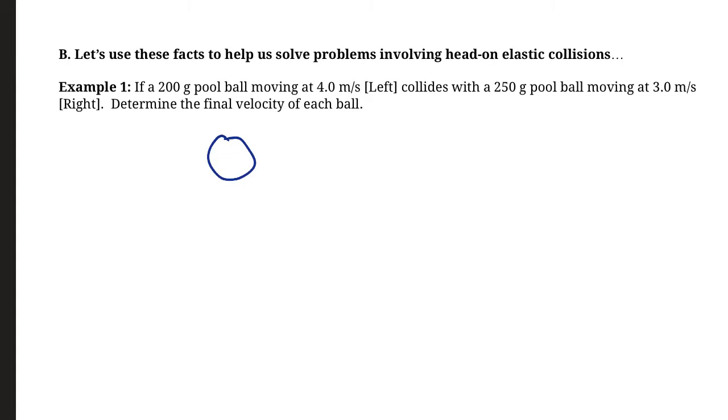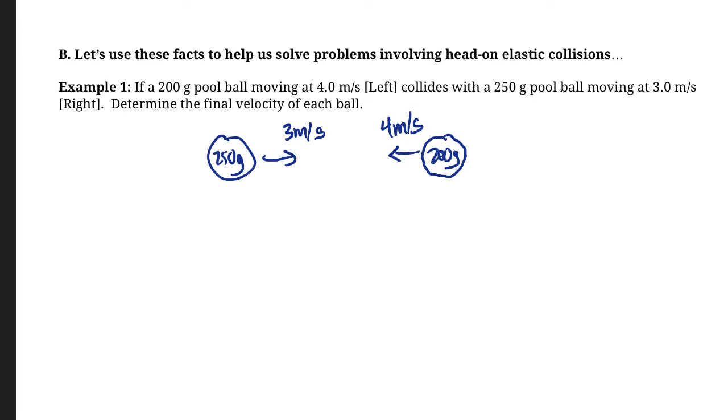We have this ball here, which is 250 grams, and that's moving to the right at 3 meters per second. And we have another ball, which is a little bit less massive, 200 grams, moving to the left at 4 meters per second. So the question is, these things are going to collide and bounce off each other. What's the final velocity of each ball going to be?